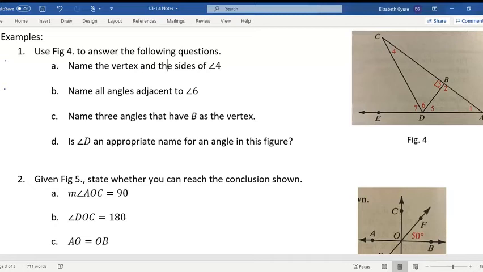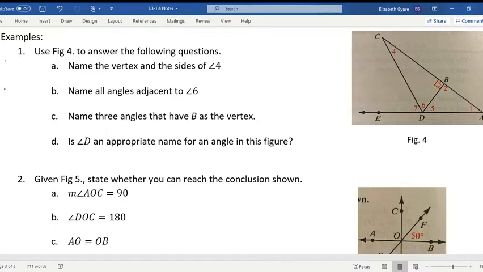Last thing we're going to do is some examples from 1.4. I took a few of these diagrams from your textbook, so that's why they look like actual pictures. So for number 1, use figure 4 to answer the following questions. Name the vertex and the sides of angle 4.